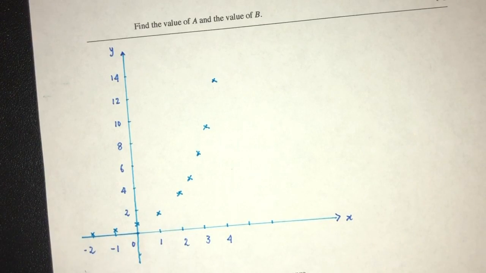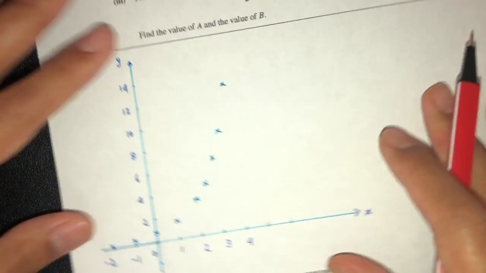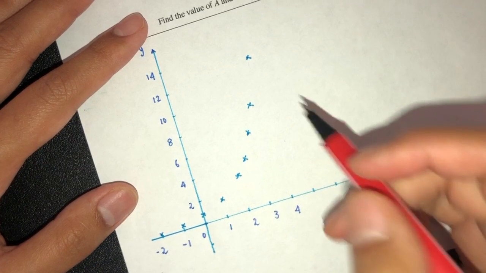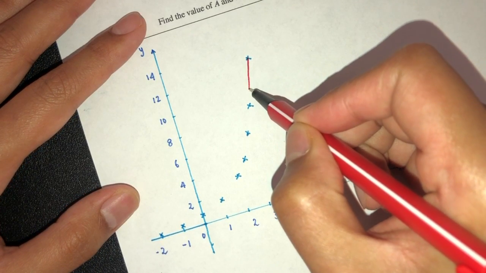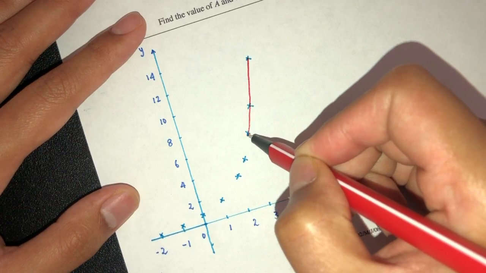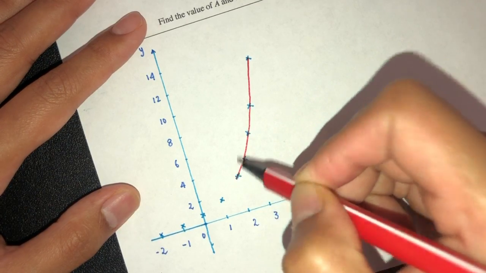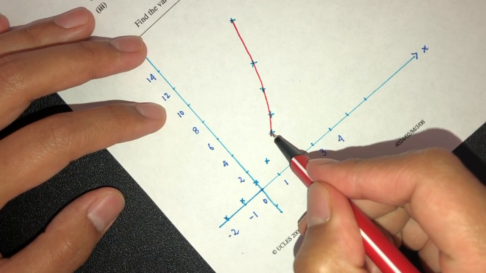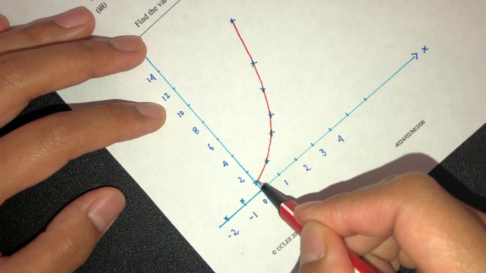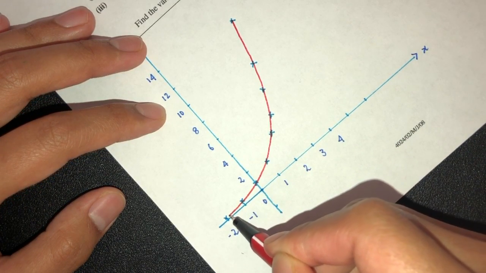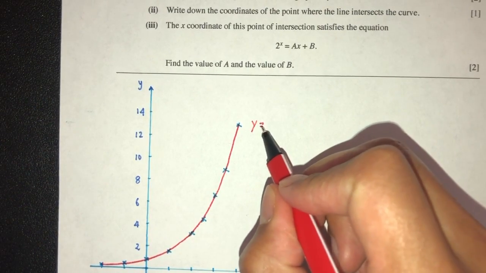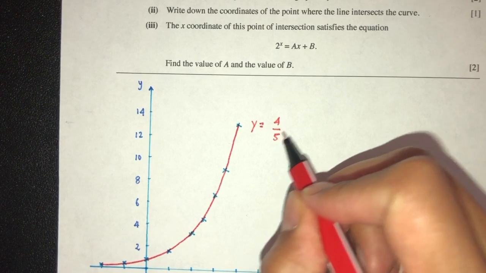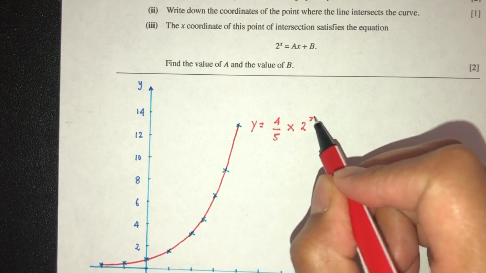So let me try to join all the points to form my graph. You have to try your best, use a pencil to draw a smooth curve. Okay, so here we go, joining this with this, and that with that. That will be my curve, and label this as y equals 4 over 5 times 2 to the power x. That will be part B of your question.